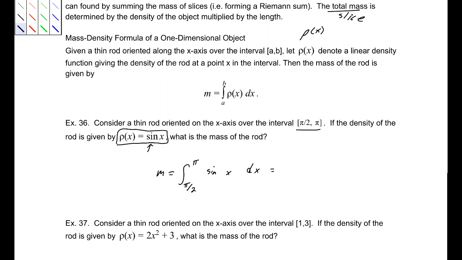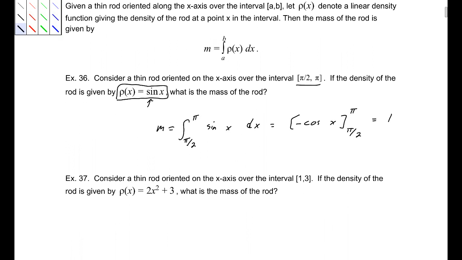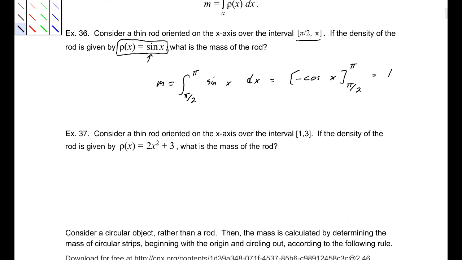That is a simple calculation. We can make sure that negative cosine x is the antiderivative of sine x, and evaluate that from pi over 2 to pi. I'm going to leave the evaluation to you, but this actually, believe it or not, comes out to be 1. So the mass is 1. We're not given units here, but generally mass is going to be in kilograms or grams. We don't need units there because we weren't told what the units were for the density function.